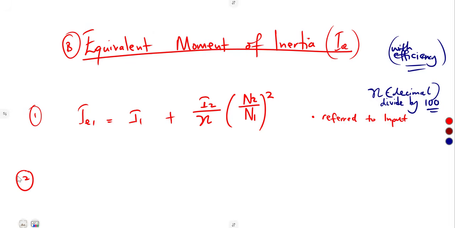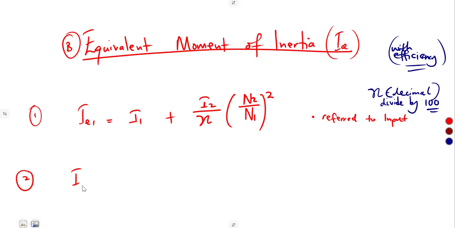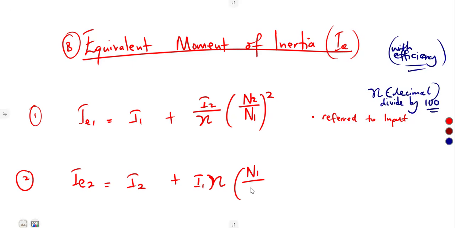When referred to the output, just like what we had, this one is not affected. The effect will be on I1. But for this one, you multiply. For the output, you multiply by the efficiency. That is the only difference. So you take this as it was, only that part of what? Of I1. So it will be I2 here plus the I1 that we had on the output, multiplied by the efficiency. Please take note. You multiply by the efficiency. The rest remains as it was, N1 over N2 squared, like this.